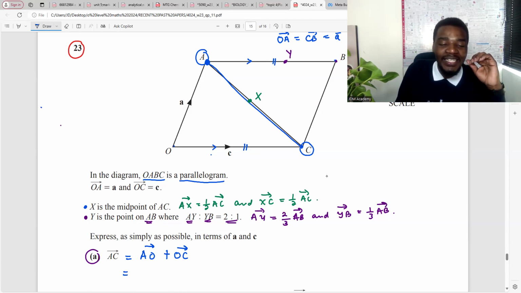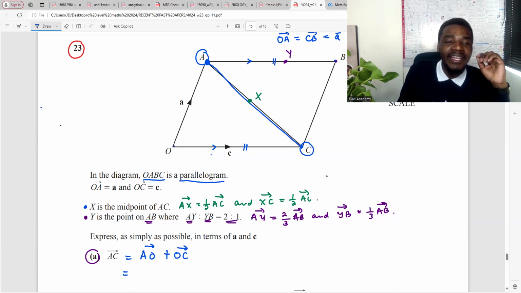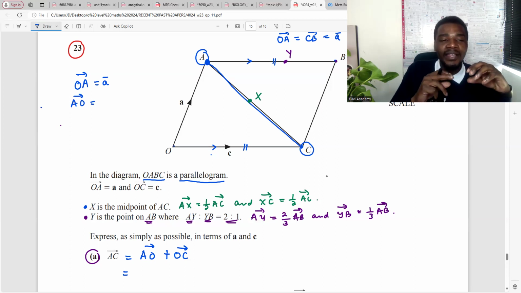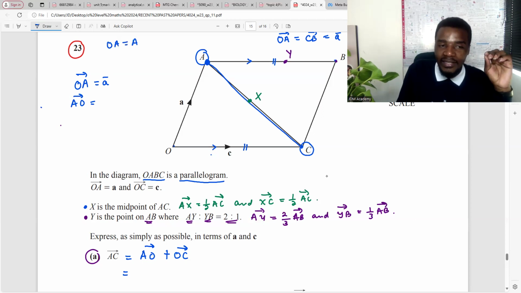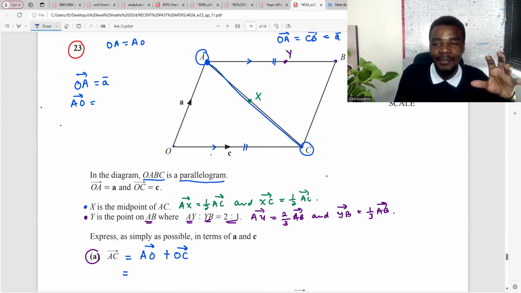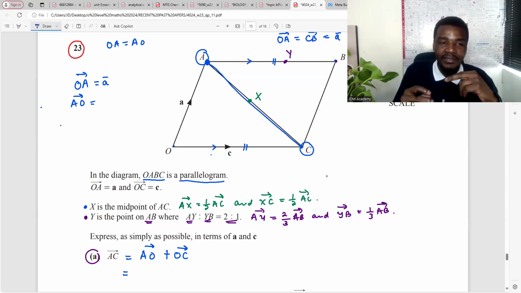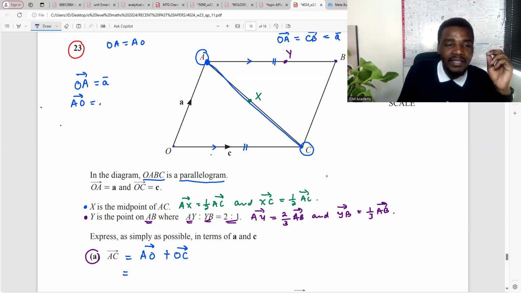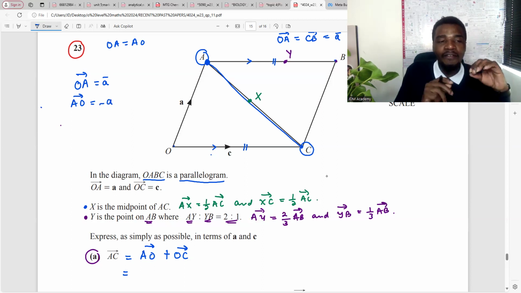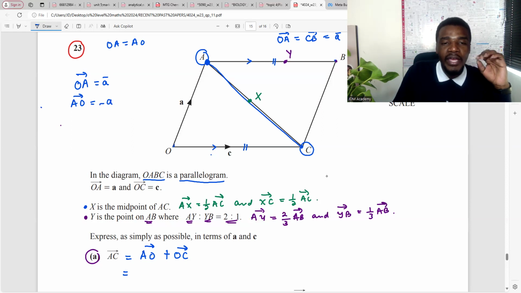So now let us substitute. Here it's given that vector OA is vector A. What about the vector AO? Remember, distance-wise, OA is equivalent to AO. Distance-wise, it is the same. But vector-wise, vector OA is the opposite of vector AO. So obviously, this will be negative A. So if vector OA is A, then vector AO is negative A.